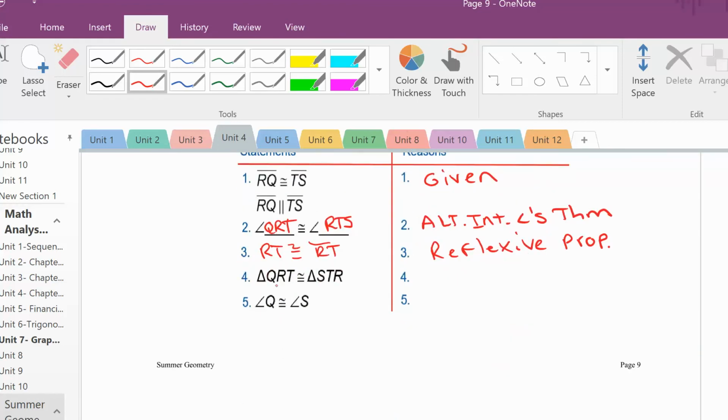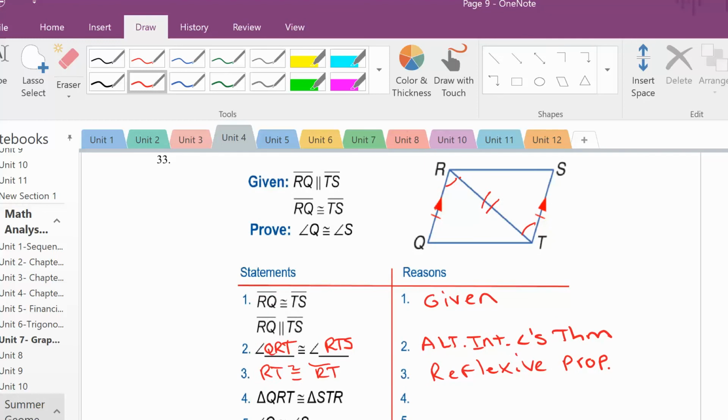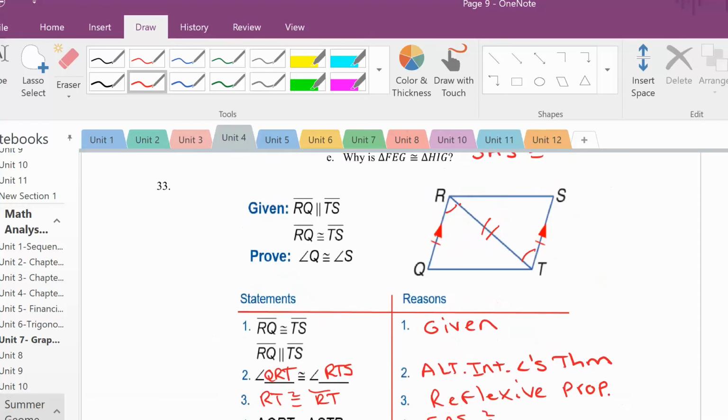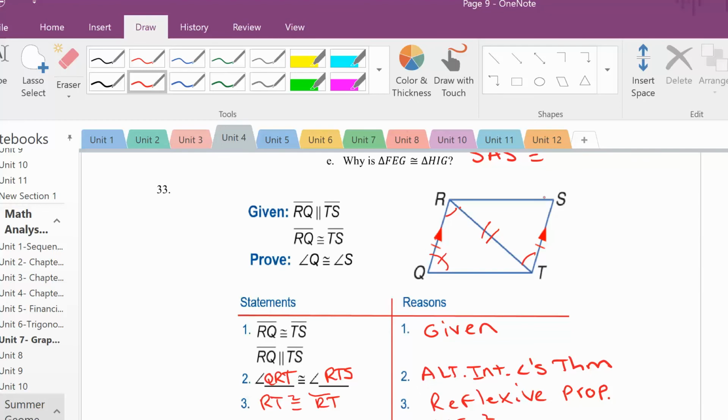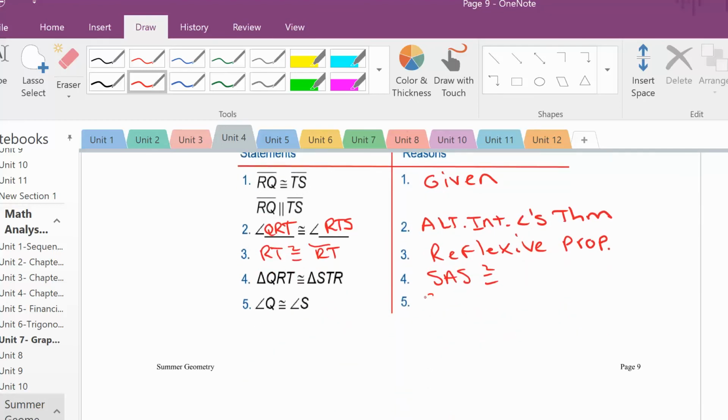And then triangle QRT is congruent to triangle STR. Notice we have side angle side congruence. And last, it's saying, well, after the triangles are congruent, then why is angle Q here congruent to angle S? And the reason why is if the triangles are congruent, then their corresponding parts are, so CPCTC. So after the triangles are congruent, you can then say any of the corresponding parts are because of CPCTC, which is corresponding parts of congruent triangles are congruent.